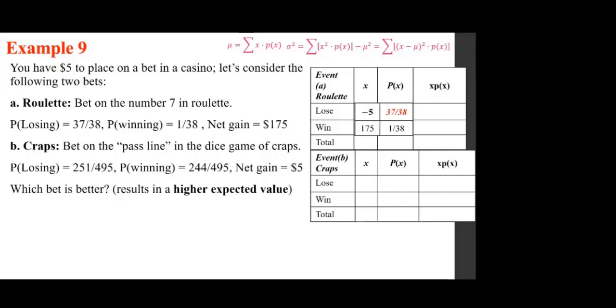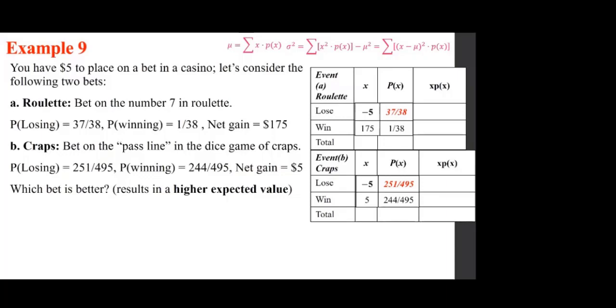Now, for the next game, so for event A, if you will, roulette, and now event B, we do the same losing, -5, and it has a different probability. Winning is also different, not just the probability. The amount of winning for roulette was 175, but for this one is only $5, but it does have a different probability. Now we are going to calculate mu, or the summation of x, p of x.